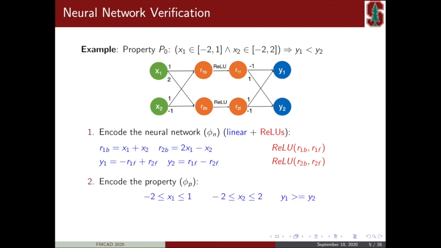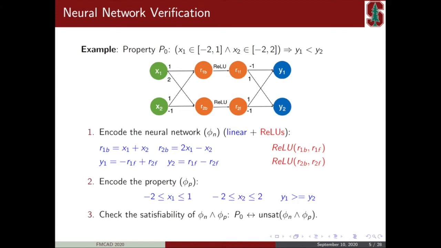The second step is to encode the property. Notice that the output constraint is the negation of the output property defined in P0. This way, checking whether the property P0 holds is equivalent to checking the satisfiability of the conjunction of phi n and phi p.